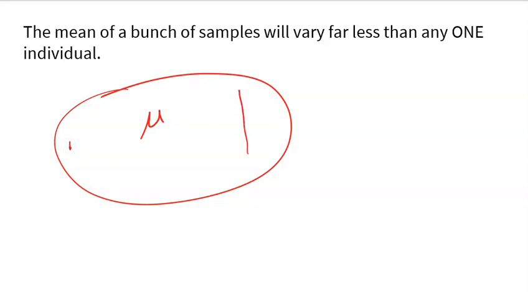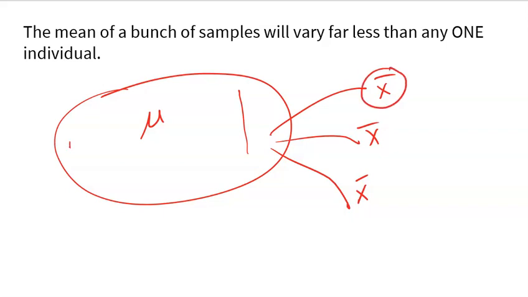So the point I'm trying to make is that any one individual within a population could vary a ton. But when we take a sample out, and we take another sample out, and another sample out, those samples should not vary so much, because this no longer represents one giraffe, it represents 30 giraffes, and maybe there is a small giraffe within there, but there's a bunch of other giraffes that are not small. So the mean of a sample will be closer to the truth than any one individual.